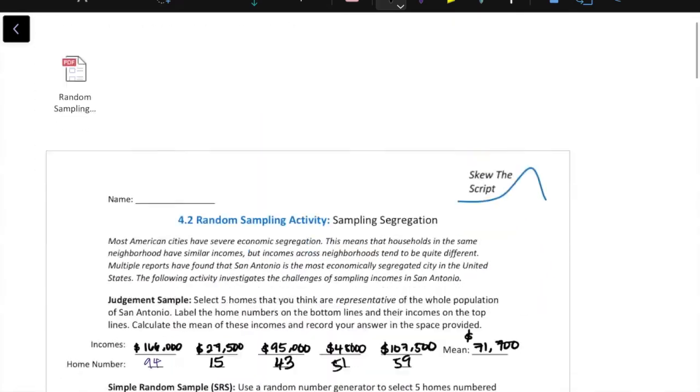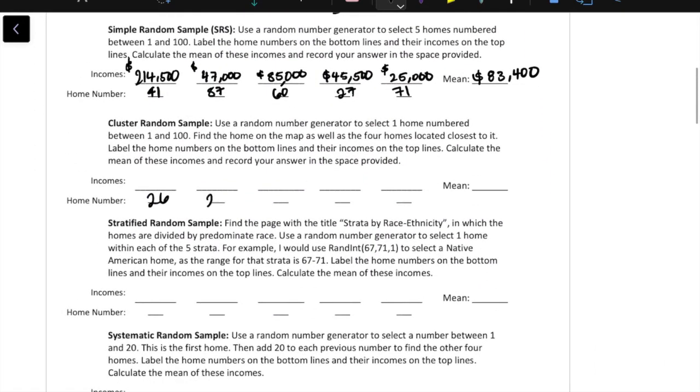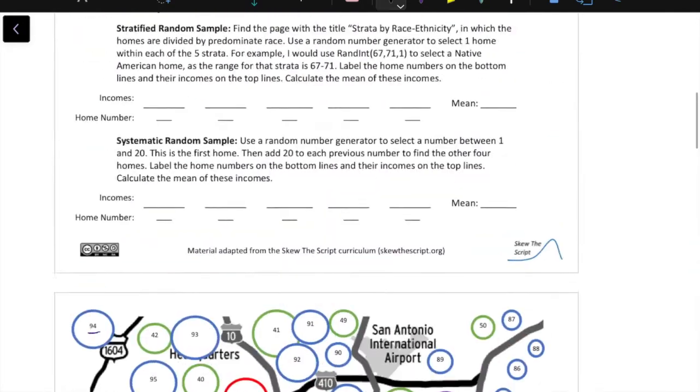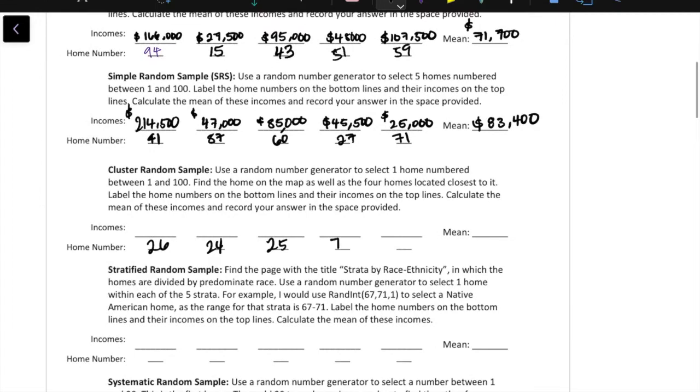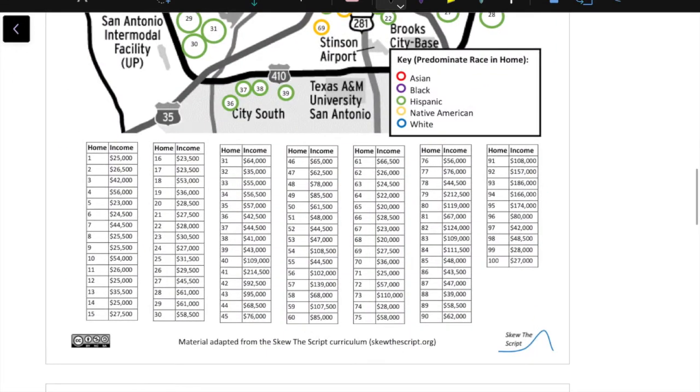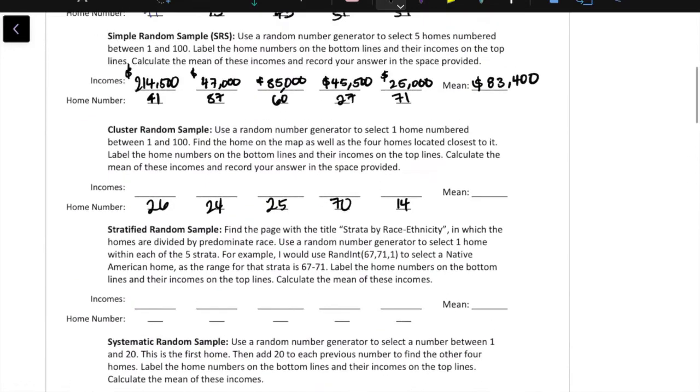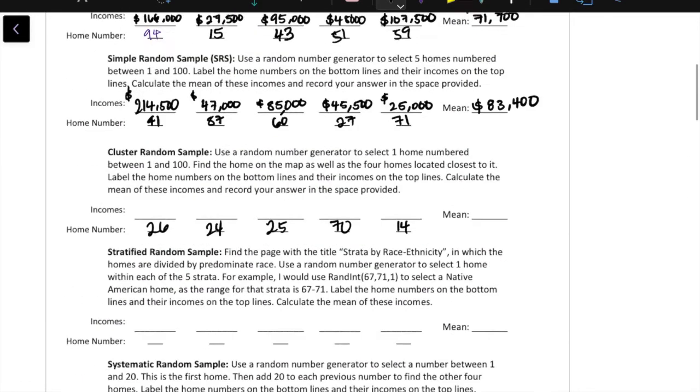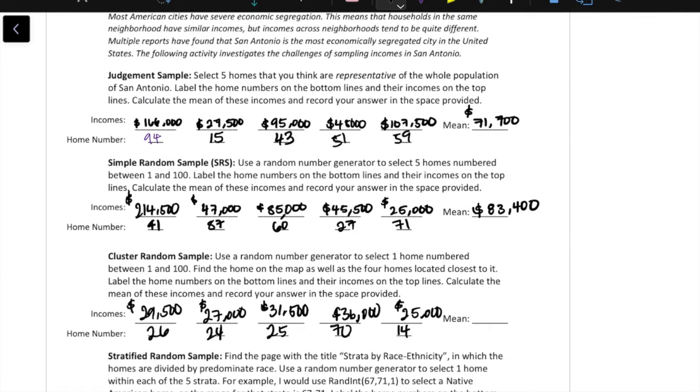So we have 24, 25, 70, and 14. I'm going to use the same list to figure out what the incomes are. So I'm going to do that, and then you'll be able to see it. So here are the incomes for the 5 houses.